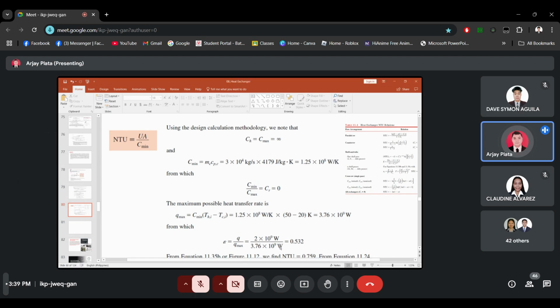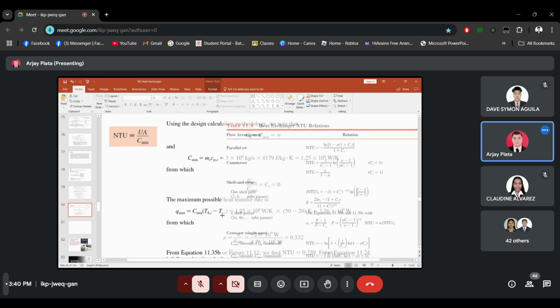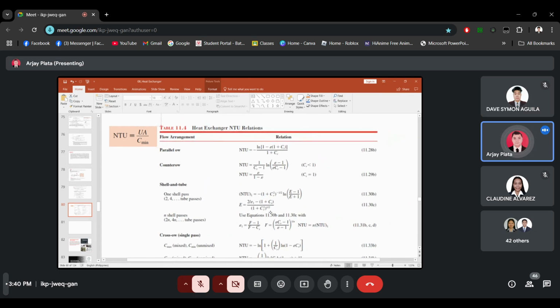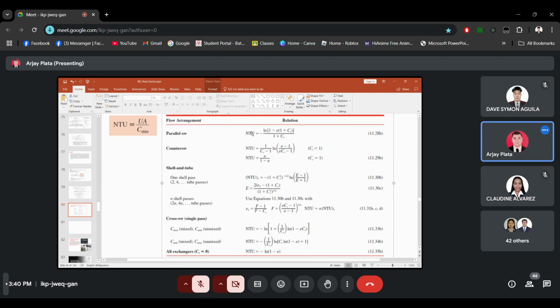Okay, next, since we know the value of E, we can solve for the NTU. This is the formula for NTU. It's on your table, Table 11.4, heat exchanger NTU relations. So which among these should be used?